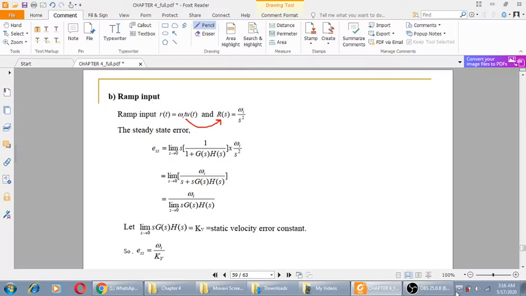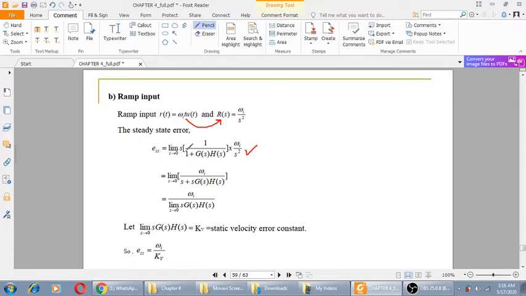Okay, now let's see the ramp input. For the ramp input, our input r(t) equals omega_i t u(t). This is for the ramp input. And then if we transform it into R(s), the transfer function of it will be omega_i divided by s squared. So now we apply the steady state error, same formula: limit s tends to 0, s, times 1 over 1 plus G(s)H(s), times omega_i divided by s squared.